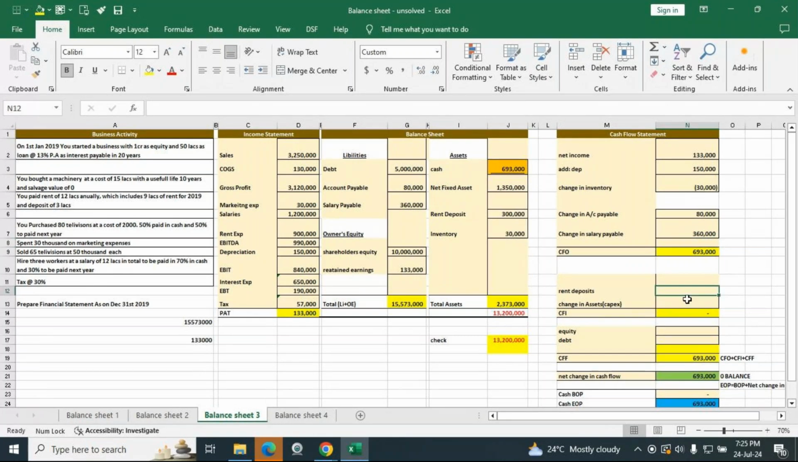Then rent deposit. Rent deposit means I am paying it from my hand, so rent deposit is 3 lakh rupees. I'm going to take this rent deposit. Then capital expenses. Capital expenses means the amount I am investing in my asset. How much am I investing? It is 15 lakh rupees, isn't it? So the amount I'm investing is 15 lakh. So units.